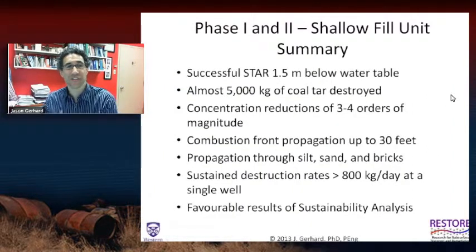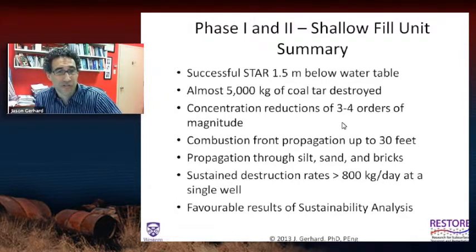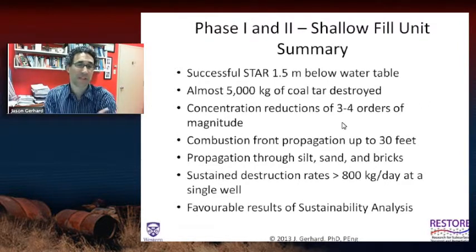So, to summarize the shallow test, 1.5 meters below the water table, on the order of 5,000 kilograms destroyed in about 12 days, 3 to 4 orders of magnitude reduction in concentration. We had about 30 feet propagation, that's about 18 meters, from one end of the cell propagated right across to the other end of the cell. And it probably only stopped there because of the sheet piling walls. We had silt, sand, and bricks all in this cell. It was a mess. We had destruction rates on the order of 800 kilograms of coal tar per day, emanating outwards from a single ignition well.